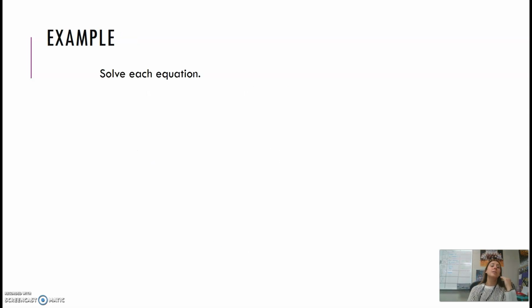We have already gone through that. So now let's look at this one. This one looks similar, but it is definitely different. We have 25 to the x minus 2 is equal to 125 to the x.